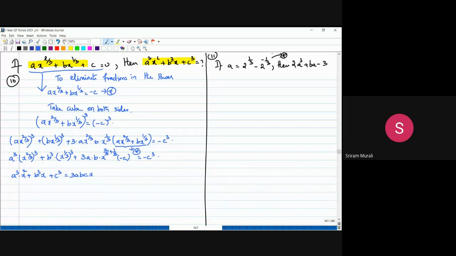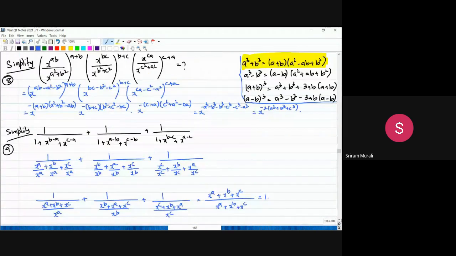Then question number 11. It is also the same. We want to eliminate the fraction in the power. To eliminate the fraction in the power, do the same. Take cube on both sides. So a cube is equal to 2 power 1 by 3 minus 2 power minus 1 by 3 the whole cube. So a minus b the whole cube.